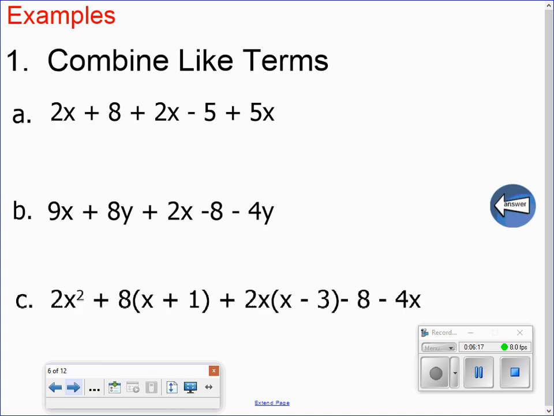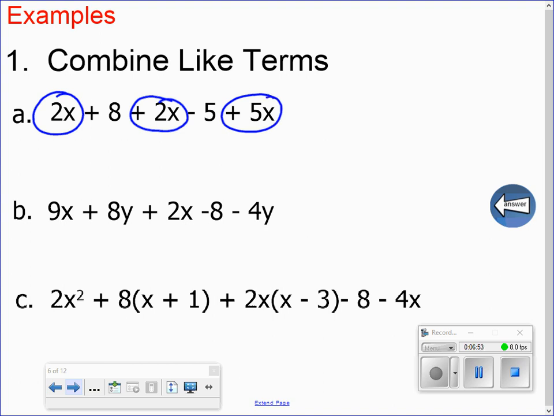Let's practice with combining like terms. Remember that like terms are terms that have the same variable raised to the same power, and they're on the same side of the equal sign. Well, in our three examples, there is no equal sign, so these would be considered expressions, so we don't have to worry about the same side of the equal sign here. But what we are looking for is the same variable to the same power. So here we have 2x. We want to look at all variables that have just an x, and so that would be these three right here.